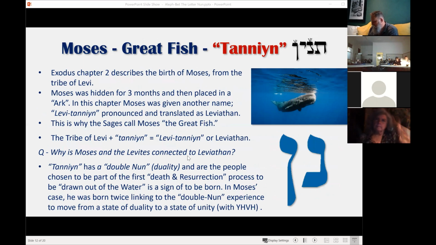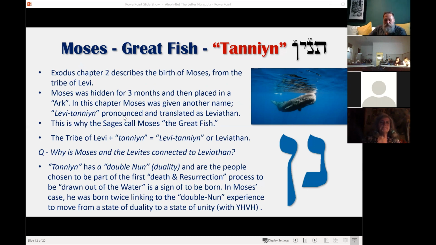So going to the next one, we get the big fish, or the great fish, the Tanin. But it now is connected to Moses. Now we know that Tanin represents a serpent, but in this case, Tanin can be that whale or that big fish. So in Exodus chapter 2, it describes the birth of Moses, and he was from the tribe of Levi.